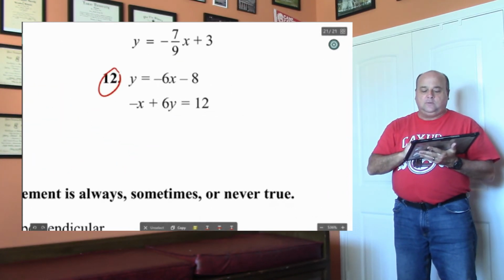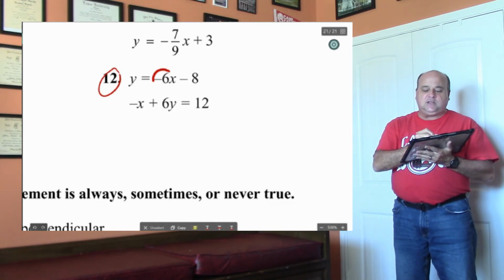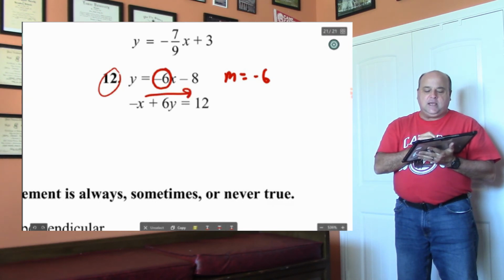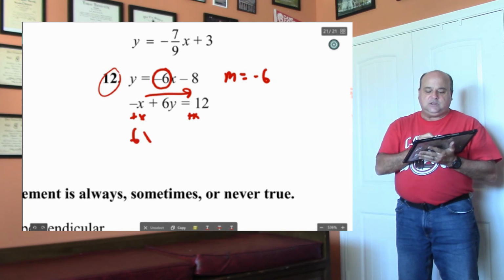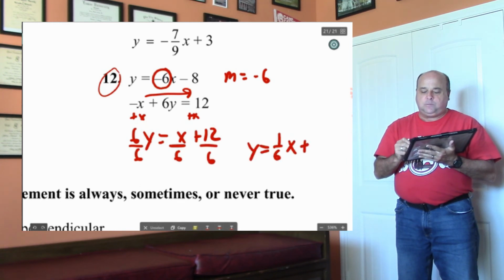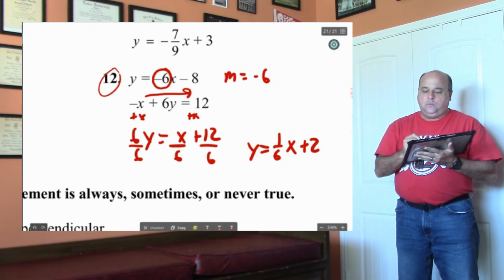Go to number 12. This one's an mx plus b, so let's write m equals negative 6, and we've got to switch this one. So let's move over the x. We're going to add x to both sides, and we'll get 6y equals x plus 12, then divide by 6, and I'm going to get y equals 1 over 6x plus 2. So this slope is equal to 1 over 6.